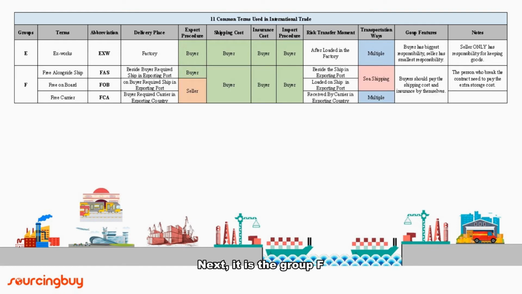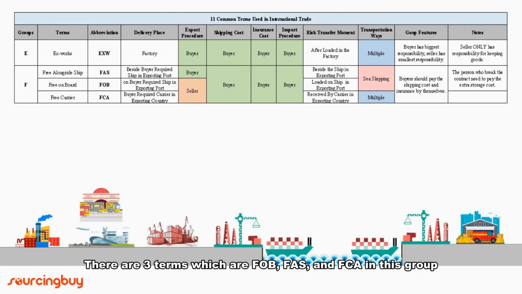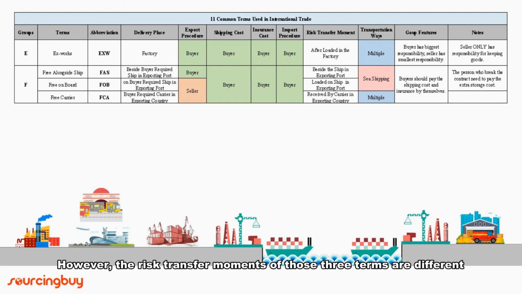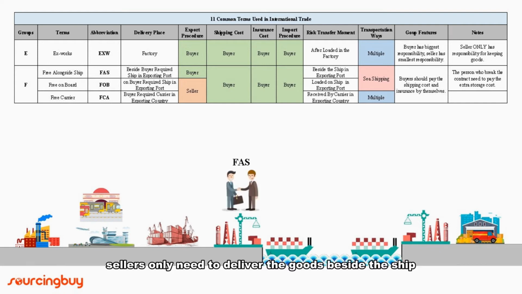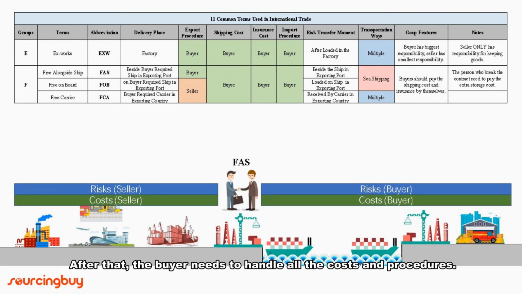Next, it is Group F. There are 3 terms in this group, which are FOB, FAS, and FCA. For a contract which uses those 3 terms, the buyer needs to pay the shipping costs and the insurance. However, the risk transfer moments of those 3 terms are different. If the contract term is FAS, sellers only need to deliver the goods beside the ship. They do not need to load them on the ship or do the export procedures. After that, the buyer needs to handle all costs and procedures.